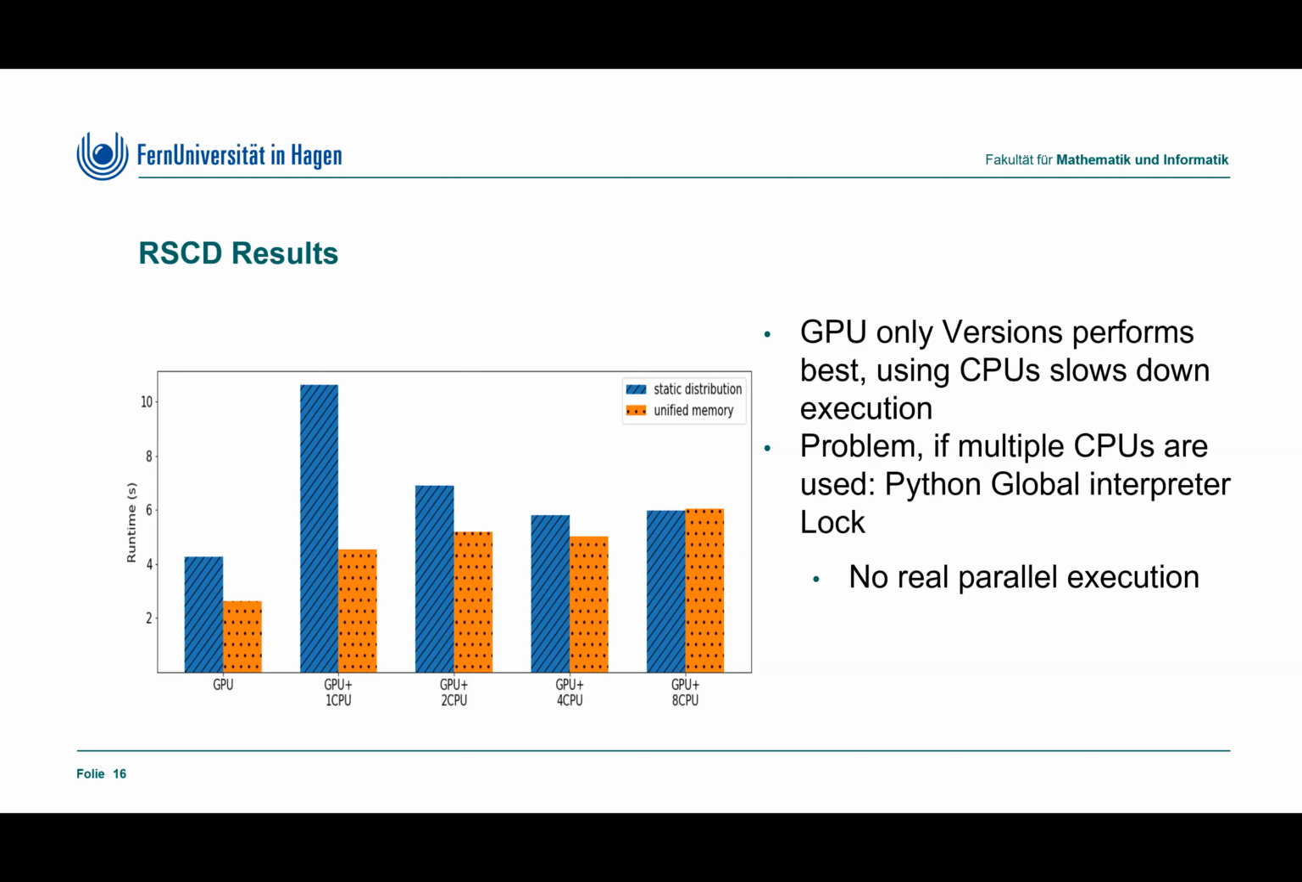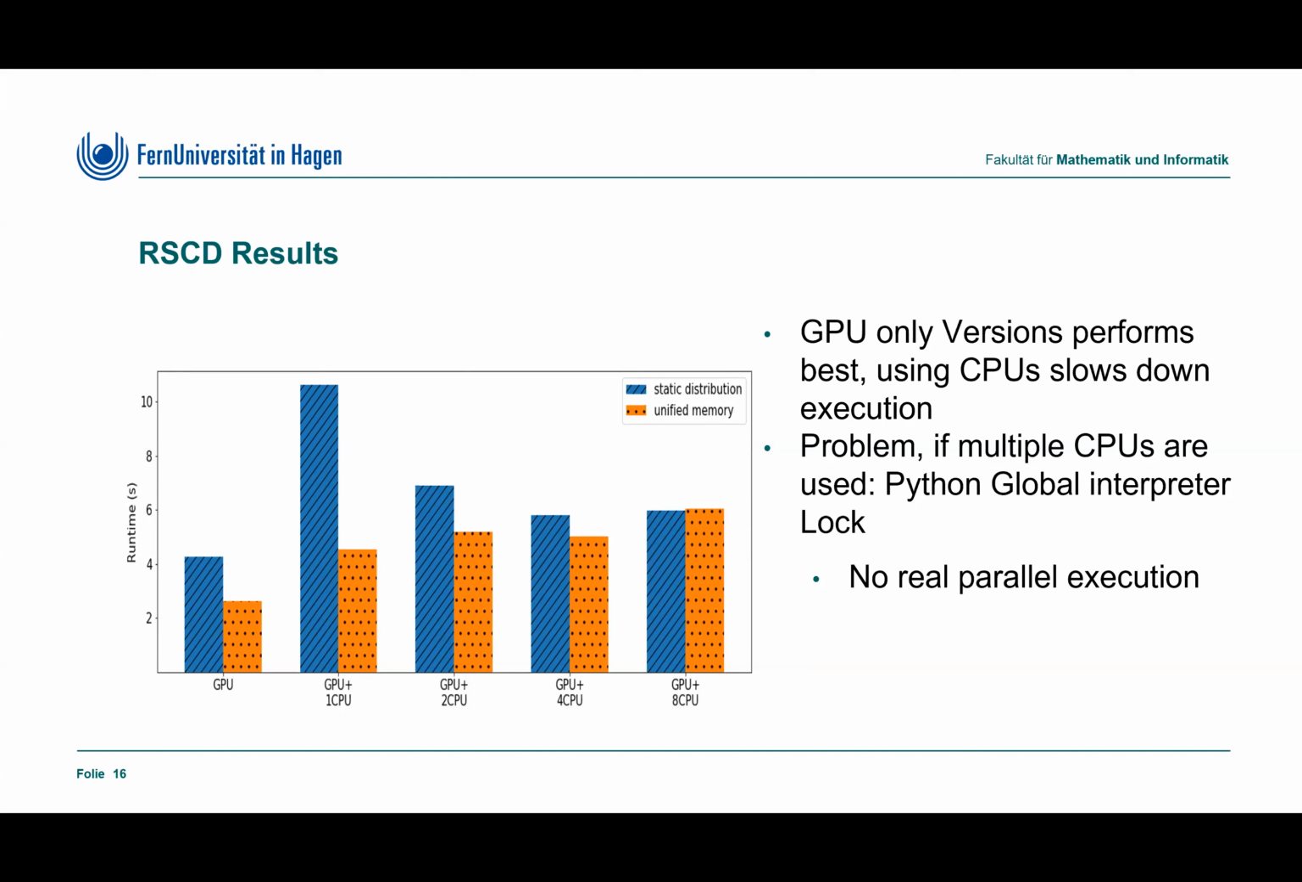Now if we start to distribute our work between GPU and CPU, as in we use one GPU and the CPUs, we first see a massive increase in runtime. Again, the problem here is the overhead, because we use, of course, Numba and the CPU part of Numba to run this code, but this also has a lot of overhead, and the CPU is much slower. So we see this massive increase of runtime.